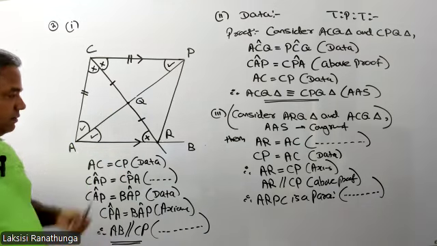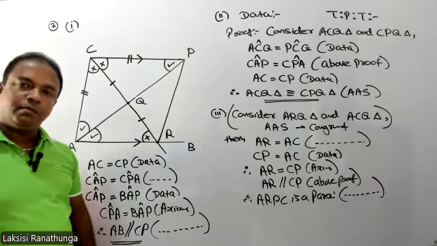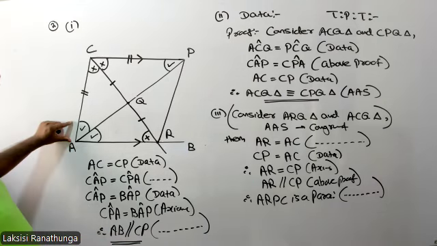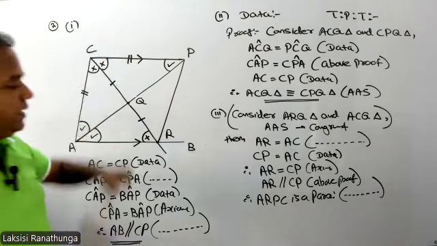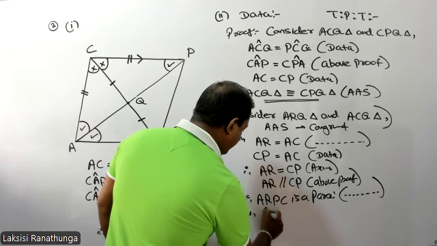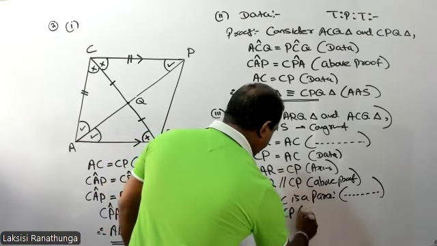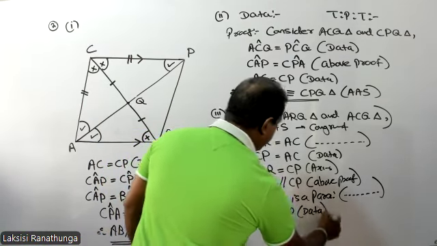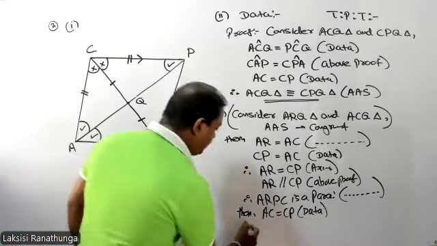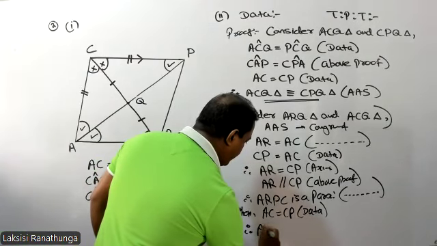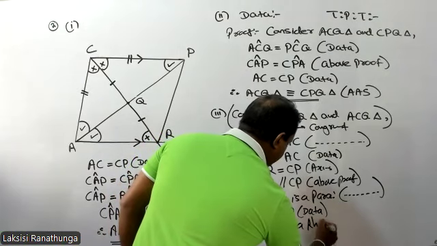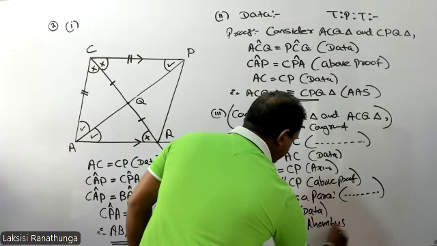Now we proved ARPC is a parallelogram. Then in this parallelogram AC equal CP. Then AC equal CP, data. Therefore ARPC is a rhombus. Then make a rhombus.